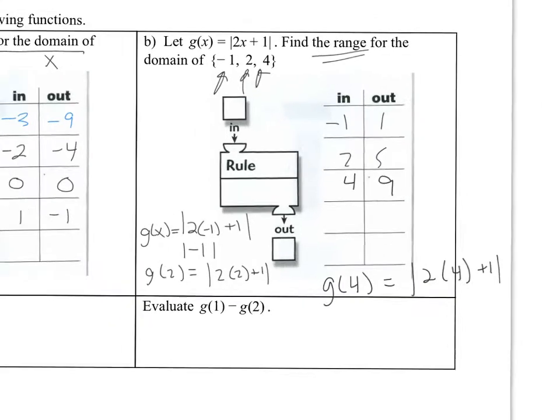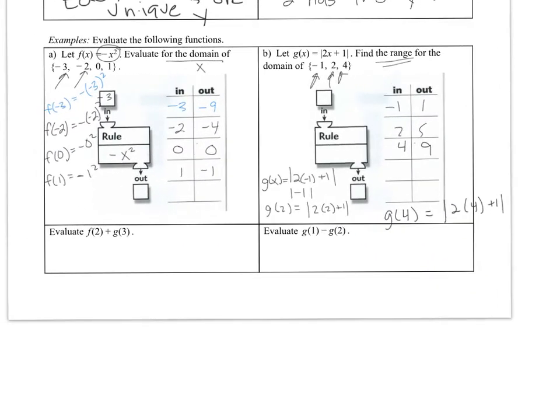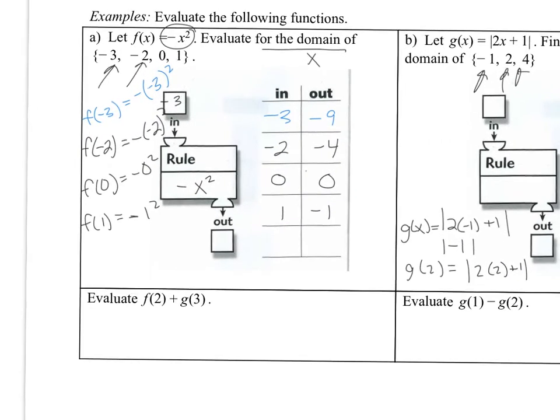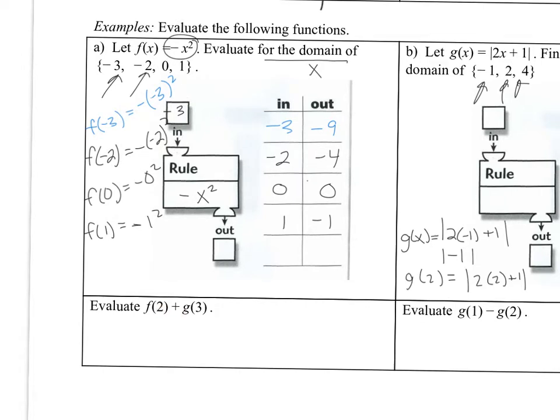So this question, letter B, was the same. If you have to evaluate the domain for these given numbers, it's the same as find the range for these given numbers. Okay, now second part. Evaluate f of 2 plus g of 3. Since I'm not given a function for f and g, I'm just going to look up here because that's what we're referring to. So f of 2 is equal to the opposite of 2 squared. So 2 squared is 4, and the opposite of 4 is -4.